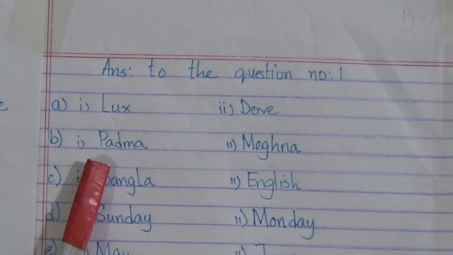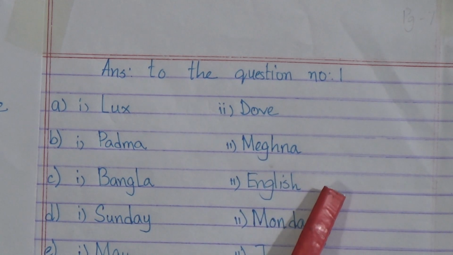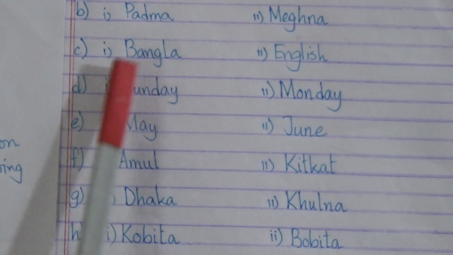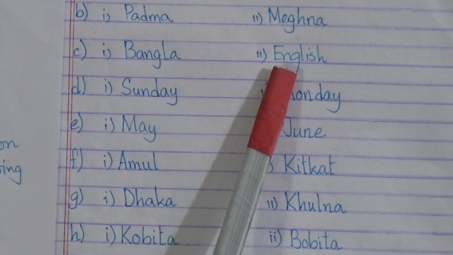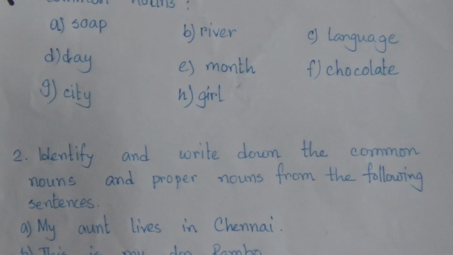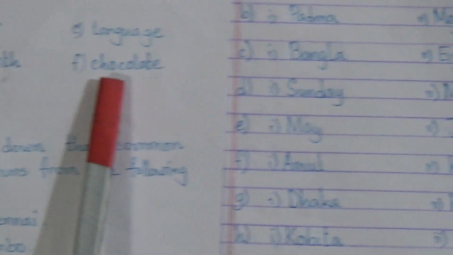You have to be very careful with the spelling. P-A-D-M-A, Podda, M-E-G-H-N-A, Meghna. Then number C, it said to write 2 language names. So you will write number 1, Bangla, and number 2, English. B-A-N-G-L-A, Bangla, E-N-G-L-I-S-H, English. D, day. So you can write Sunday, Monday. And E number, month. We can write May, June.